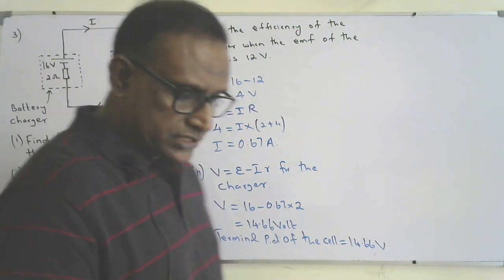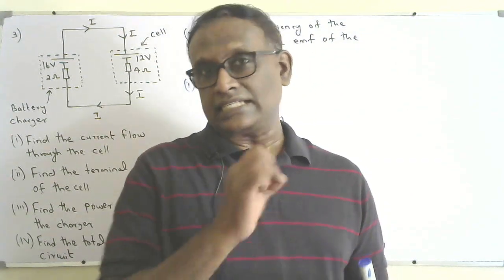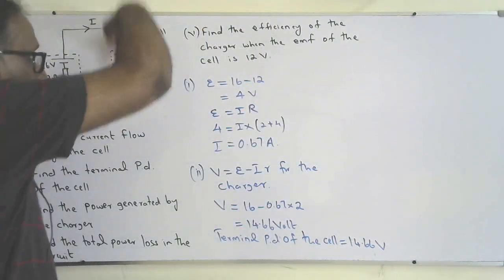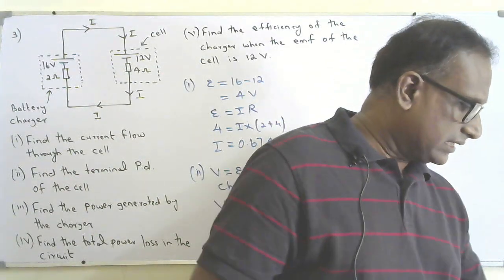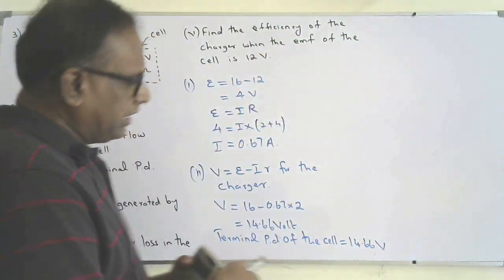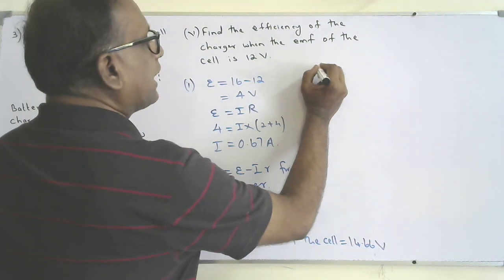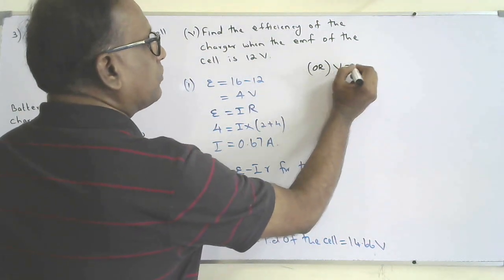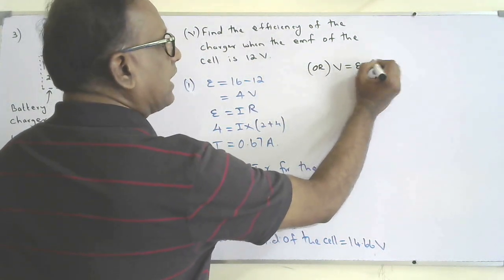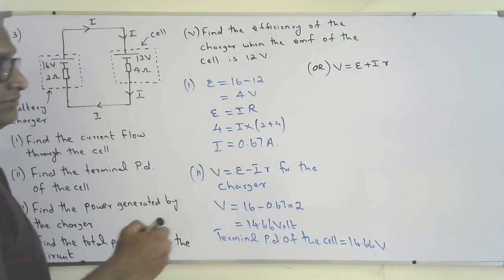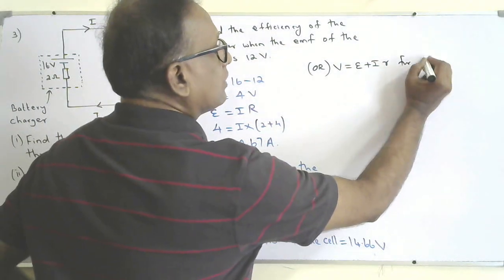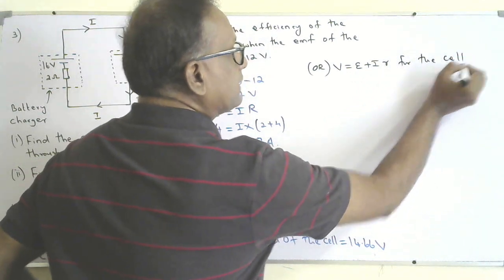Or you can use V equal E plus IR because current is going into the positive terminal. But that equation is not introduced in the Edexcel and Cambridge syllabuses. But if you want, you can use it like this. V equal E plus IR, plus, not minus, because current is going into the positive terminal, for the cell. You will get the same answer.